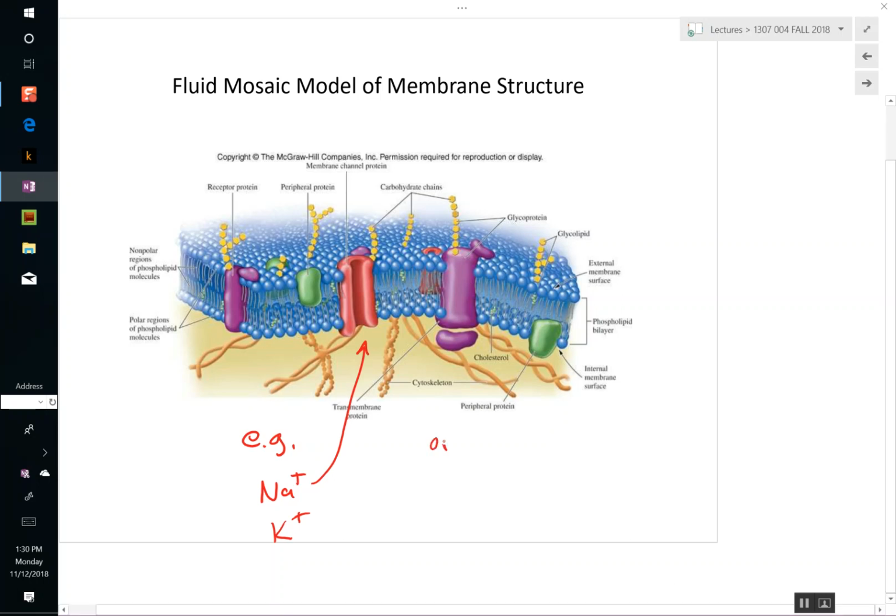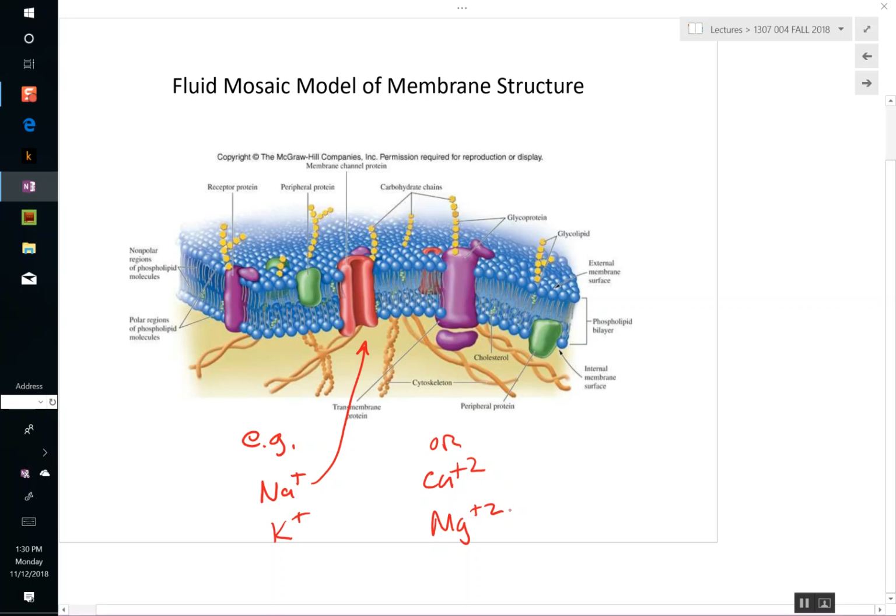Or a calcium magnesium channel. That would be a different protein. It'd be a different protein there. That's a calcium magnesium channel. Or a glucose channel. It'd be a channel like that allows glucose to come in and out of the cell.